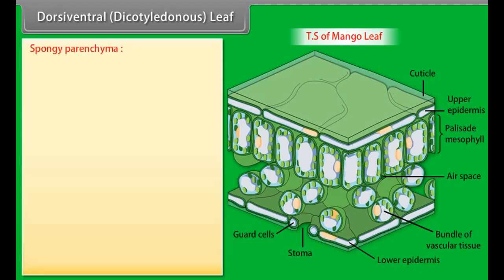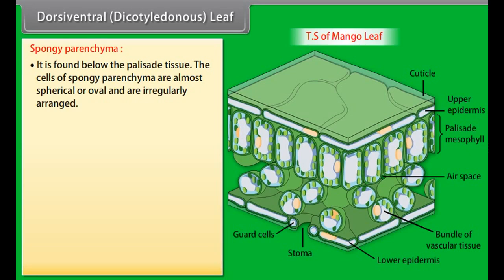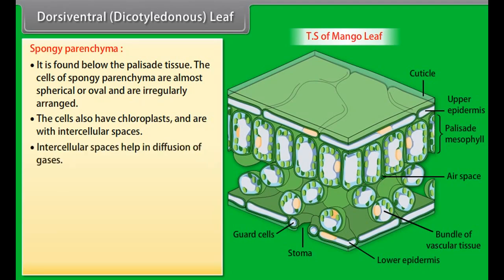Spongy parenchyma. It is found below the palisade tissue. The cells of spongy parenchyma are almost spherical or oval and are irregularly arranged. The cells also have chloroplasts and are with intercellular spaces. Intercellular spaces help in diffusion of gases.